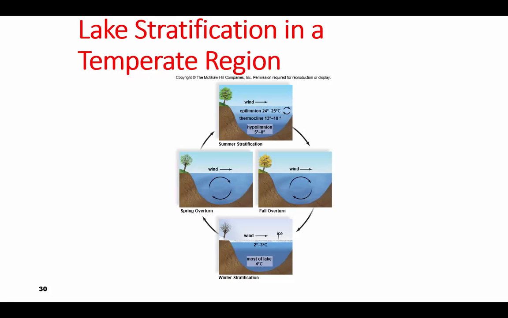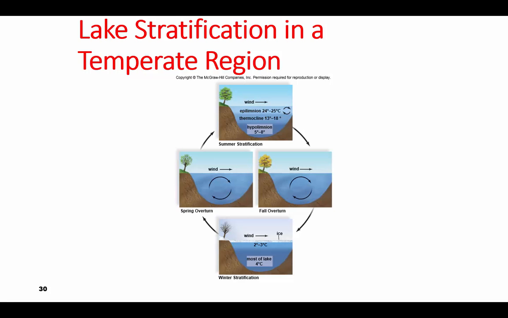Now this is the lake stratification that I talked about. Let's start over here at summer stratification. You see epilimnion, that's the surface water. Thermocline's in the middle, and the hypolimnion, that's the deepest water. And look at the temperature differences. Now in the fall, it'll overturn. You see how it turns over?